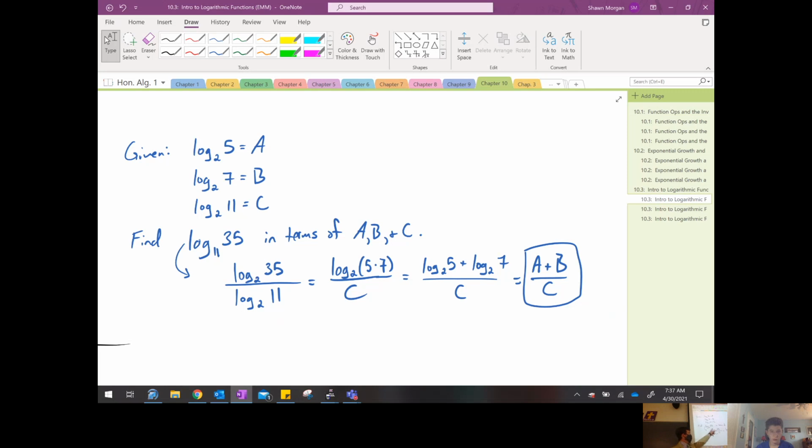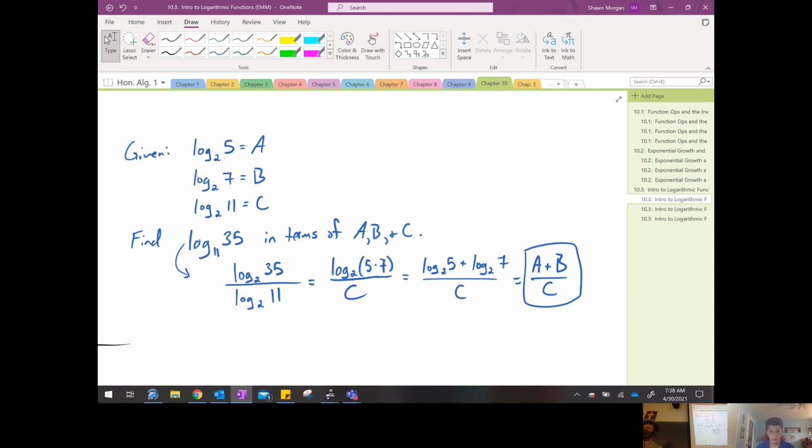What got the ball rolling over here? How did we go from here to here? Change of base formula. Somebody asked in the freshman class yesterday, where would I use the change of base formula? And I said, you could use it in an exercise like this. And really, I could just plug in log base 11 of 35 on my calculator and get a numerical value for it. But as an exercise, we wanted to know what it is in terms of A, B, and C. And so what we're doing is training our brain to think in new ways.